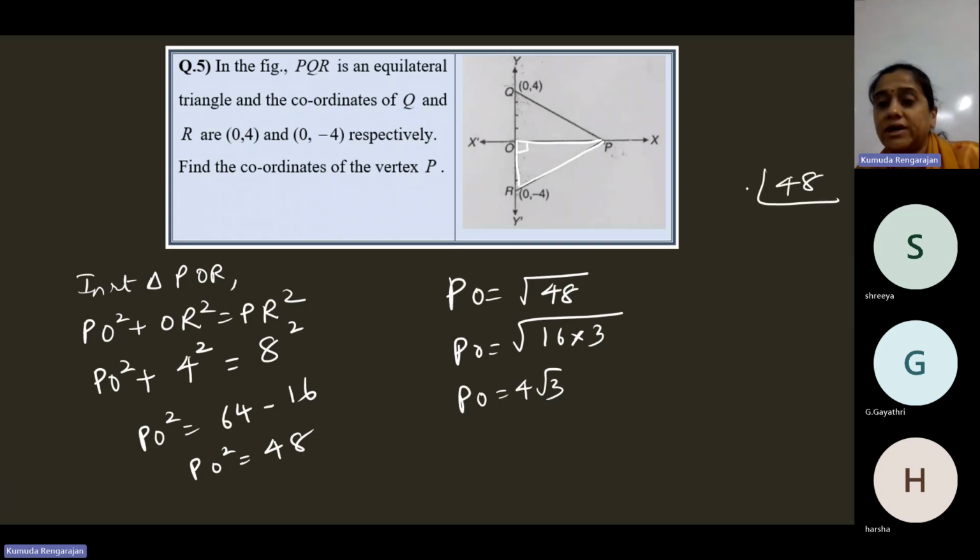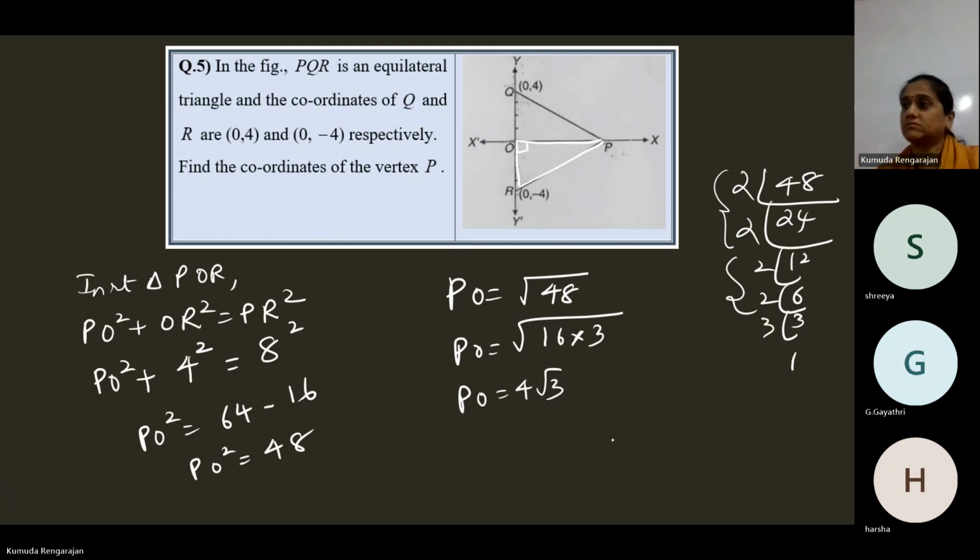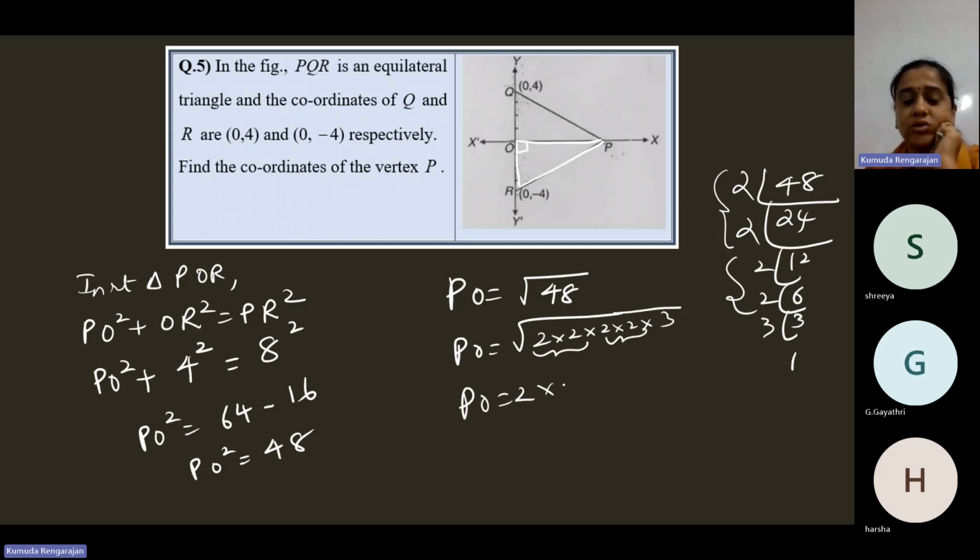How did we do it? 48, 2 times 24, 2 times 12, 2 times 6, 2 times 3. So you can see it's 2 into this one. If you want, you can write it as 2 into 2 into 2 into 2 into 3. From 2 2s, one 2 comes out of the square root. From these 2 2s, another 2 comes out of the square root, and this 3 remains under the square root. So PO is equal to 4 root 3, whichever way.